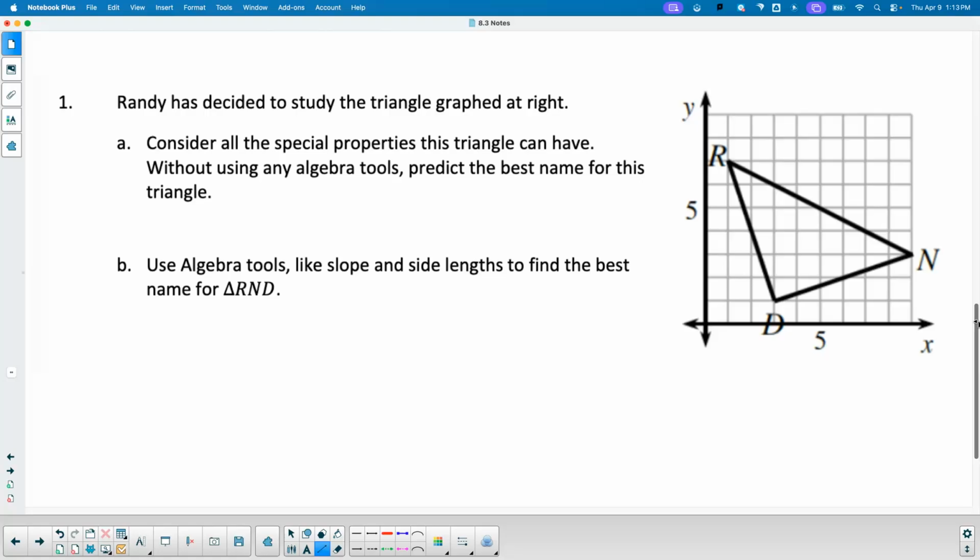Yeah? Okay. Right, so our guess is that this is an isosceles right triangle. So if that's the case, then two sides have to be the same, and we have to have a right angle, right? How are we going to find that we have a right angle?